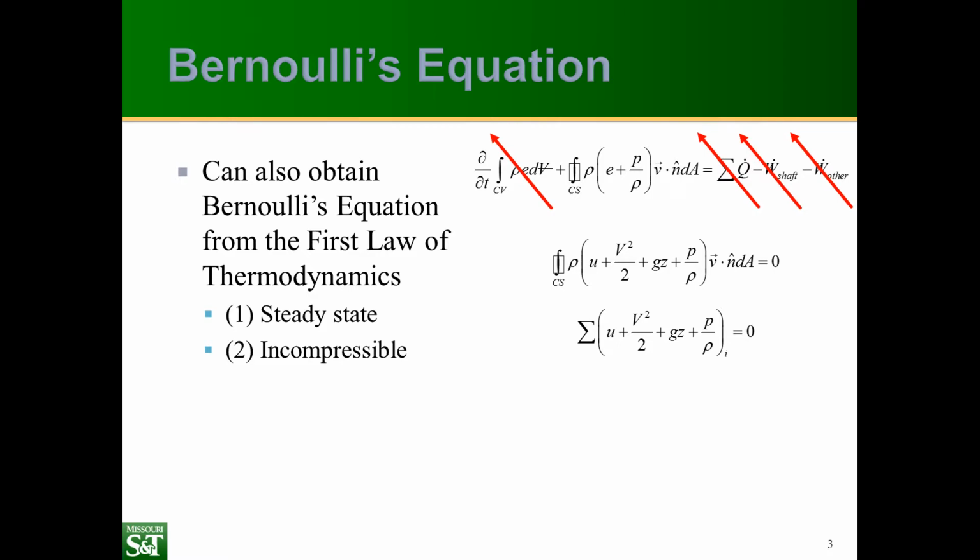So then if we do our single inlet, single outlet, we say 1 and 2, and we can recast this equation. And this is familiar. This looks much like Bernoulli's equation. But we have an additional term here. We have this difference in internal energy.